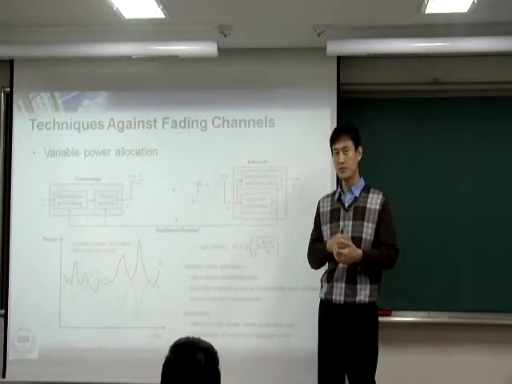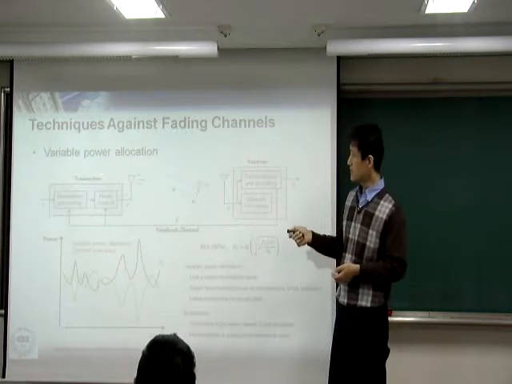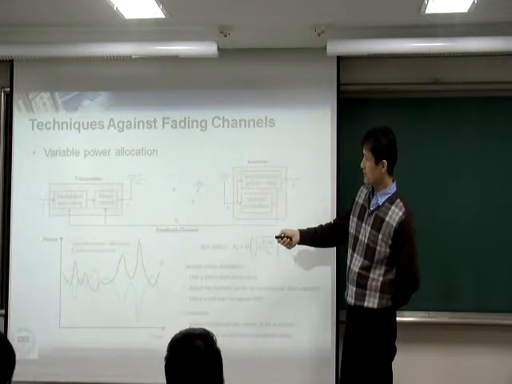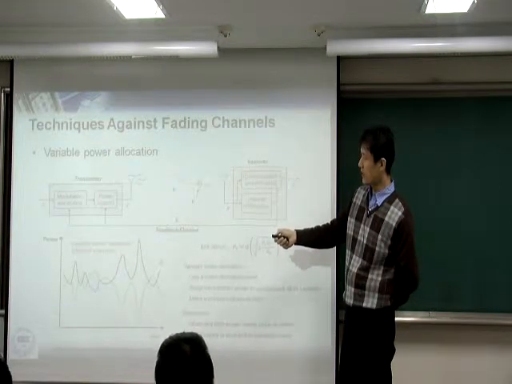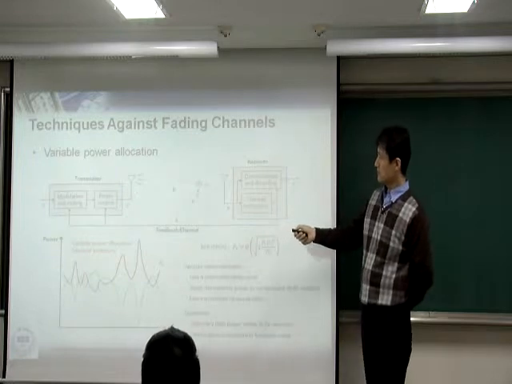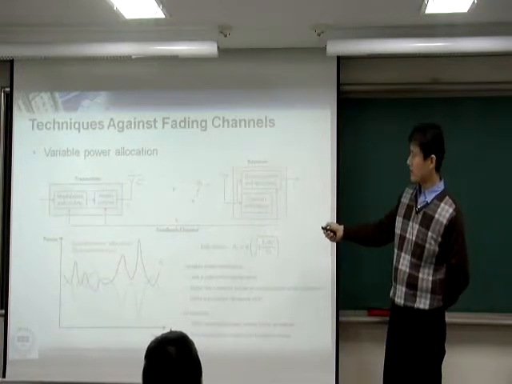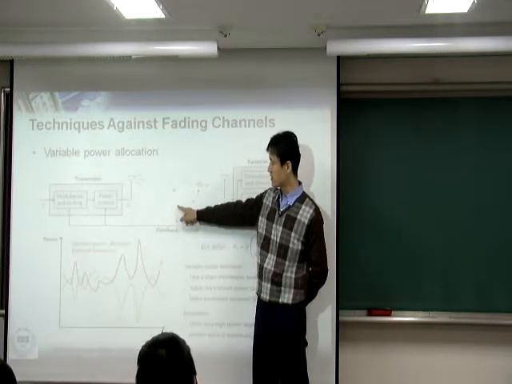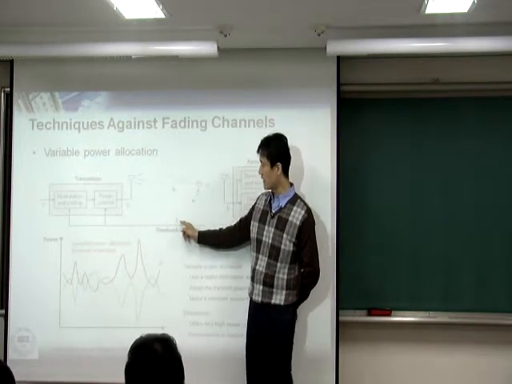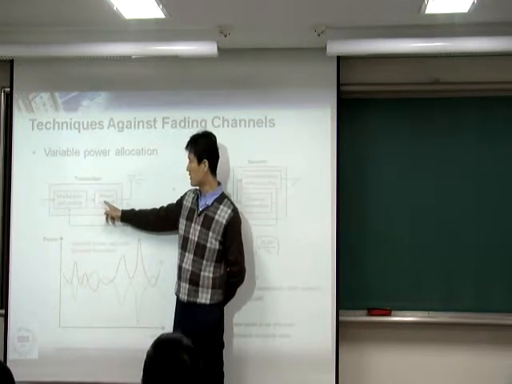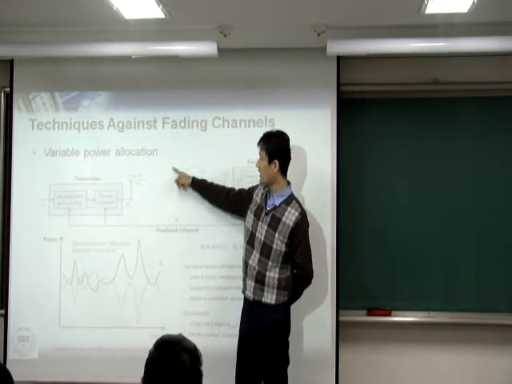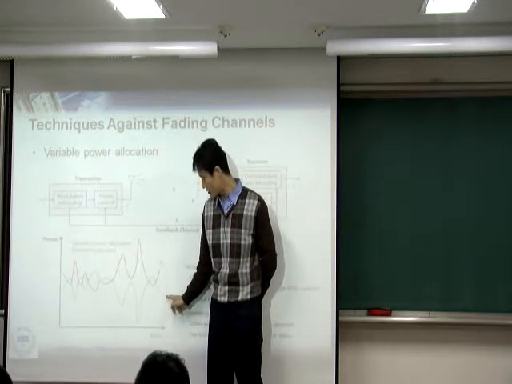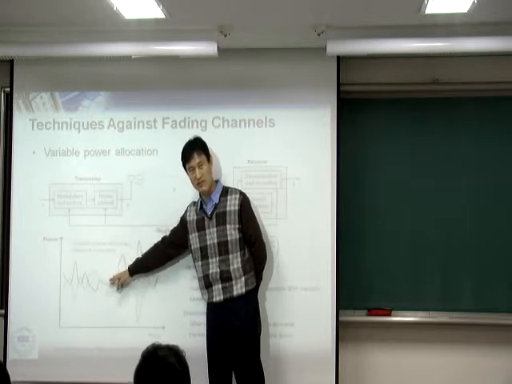Another way to mitigate the fading channel is power allocation. Going back to our previous model, let's think about the power control block right here in the transmitter. At the receiver, after you do channel estimation, you get H hat, which is the estimated value of the fading, and then feed it back to the transmitter. Now the transmitter knows how H moves, like this. This is H. In fact, this is H squared, but anyway, let's just think about this as H.